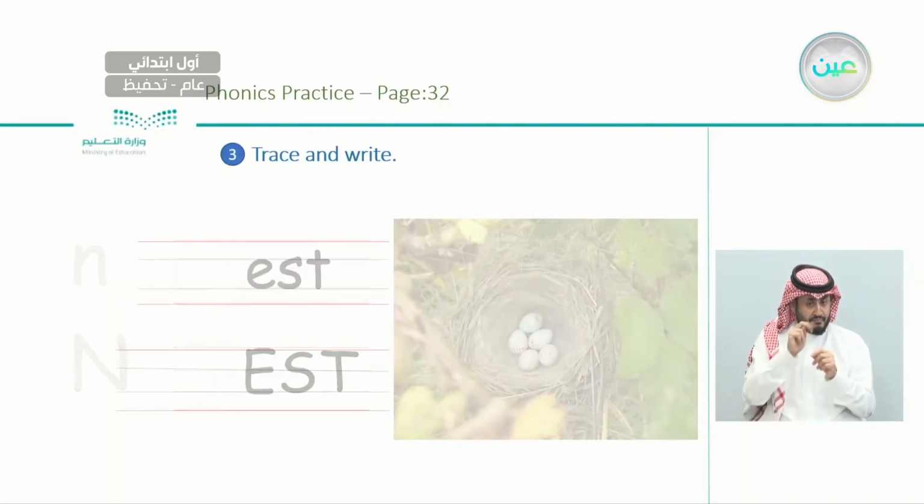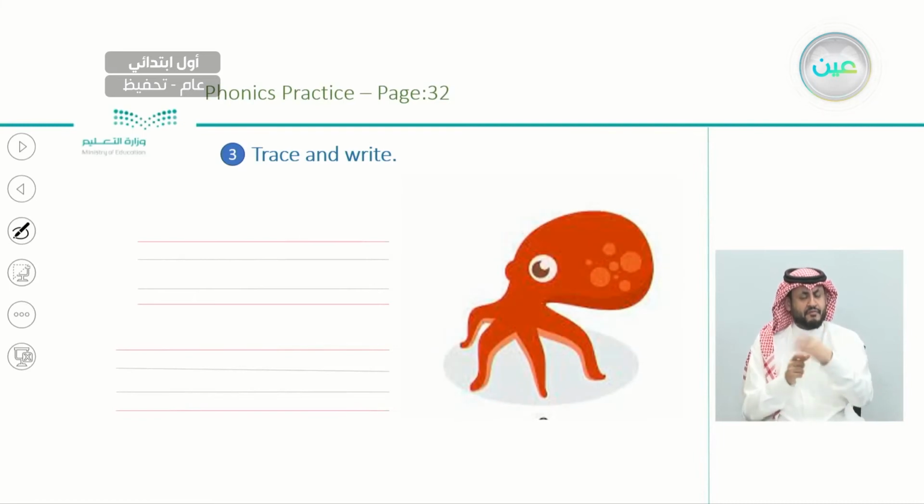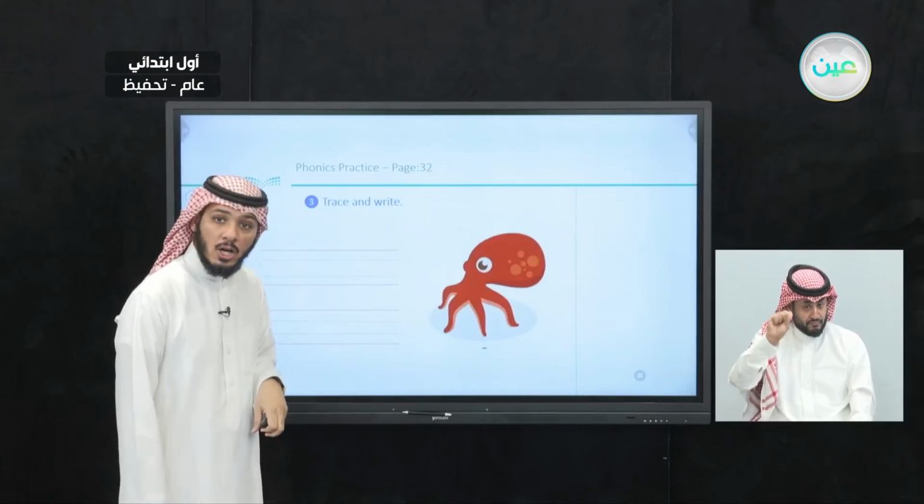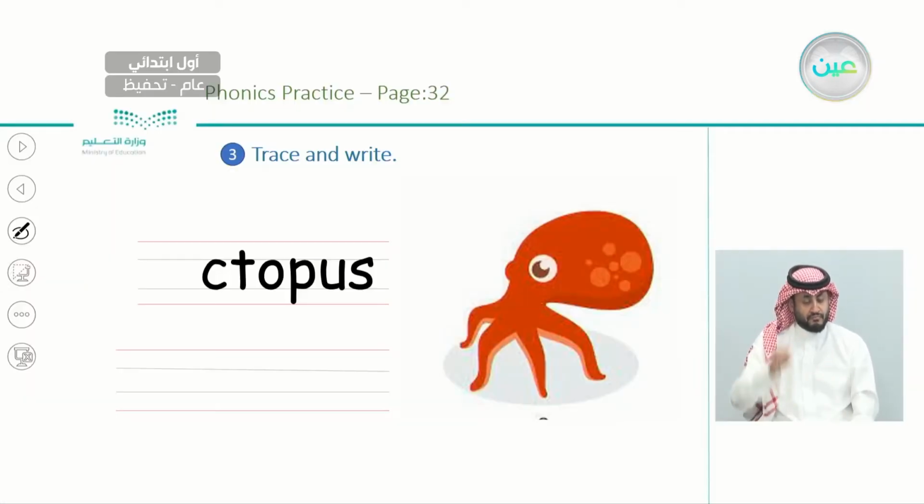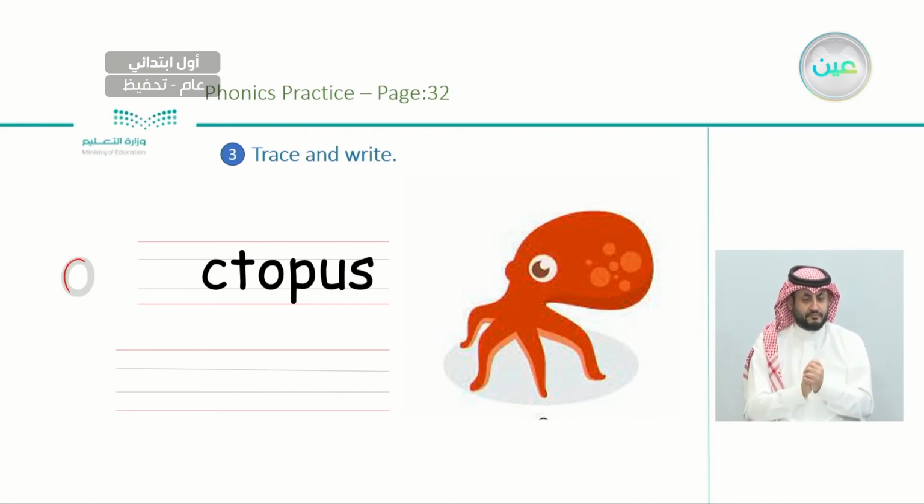Excellent. Okay. Now we have this animal, and this starts with the letter O. Can you tell me what this is? Yes, in the sea, it's swimming. It's what? Octopus. Excellent. So we have octopus here, and we have a small O. How to write the O? Start from the top up to top again. Okay, like a circle.